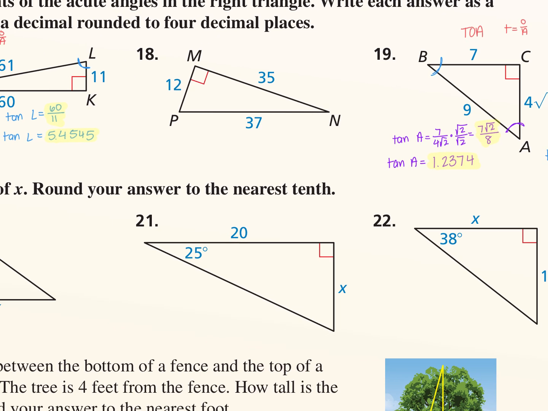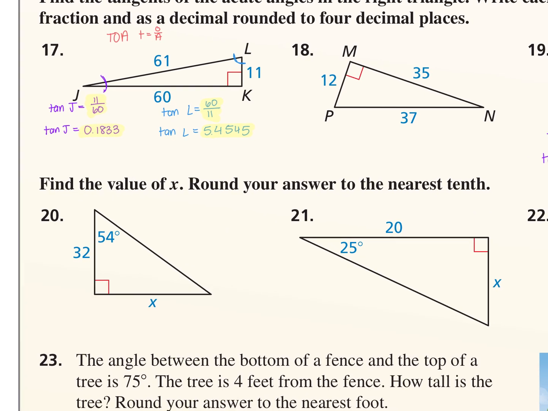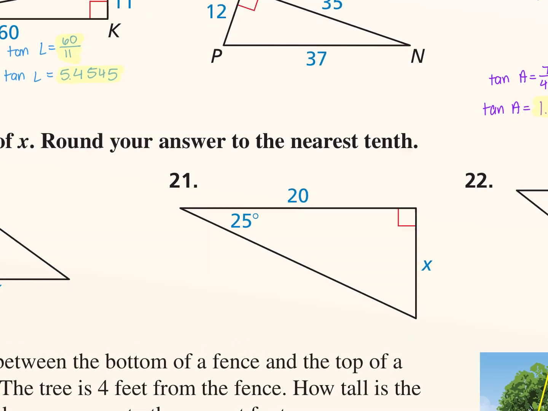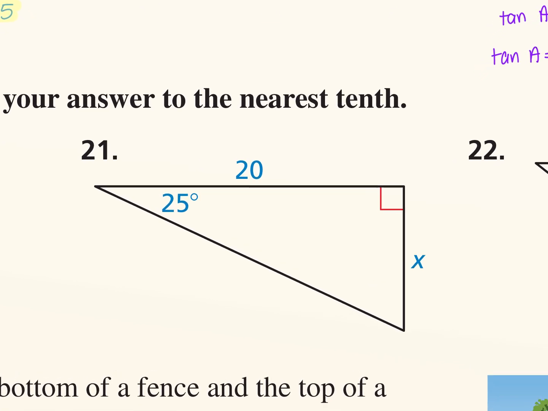All right, looking at number 21, directions say, find the value of x, round your answer to the nearest tenth. So solving this is not a special right triangle, and it is a right triangle, so I can go ahead and use my trig ratios. So I'm going to go ahead and write it out. So, TOA. So I'm solving it according to angle 25. What are they giving me? They're giving me my opposite side and my adjacent side, so I'm going to go ahead and use tan.